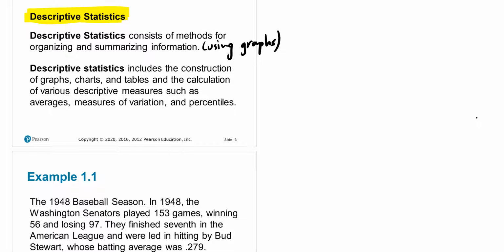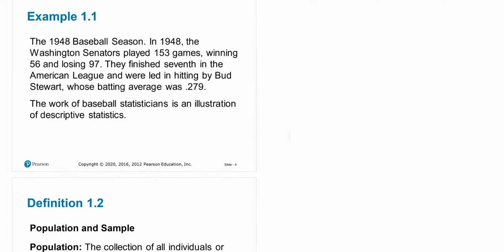So does that fall under descriptive statistics? The answer is yes, because to get these numbers, to collect this data and work with it, you had to organize the data to see the players, how many they won, how many they lost, and put all the data together, organize it, and get to this point. That's called descriptive statistics, and this is an example of it.